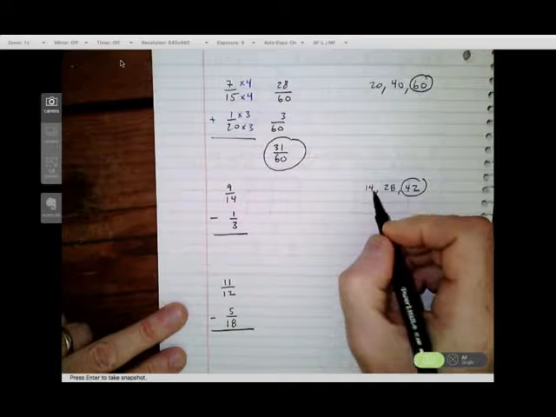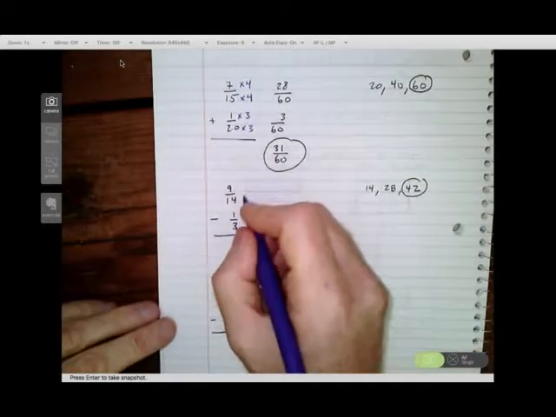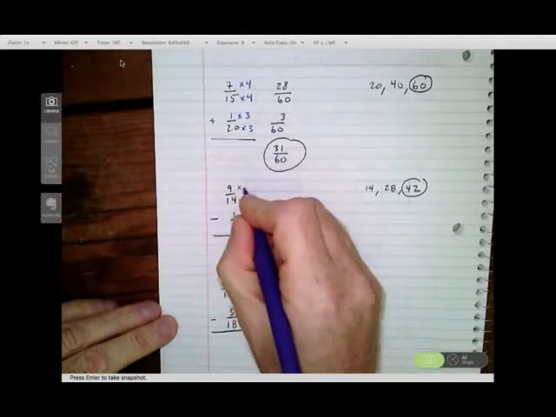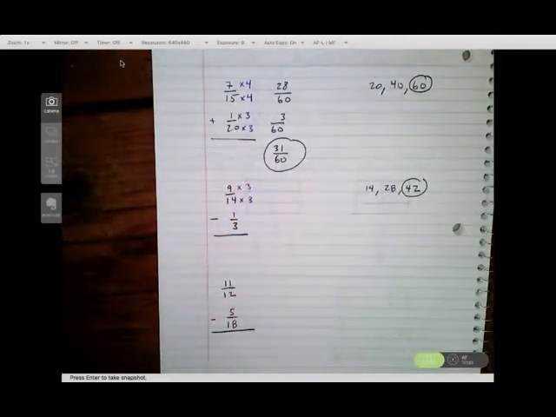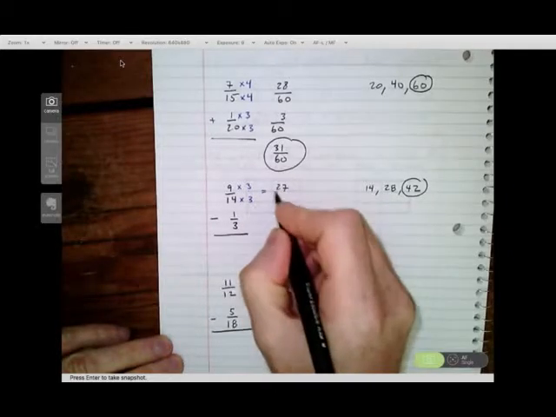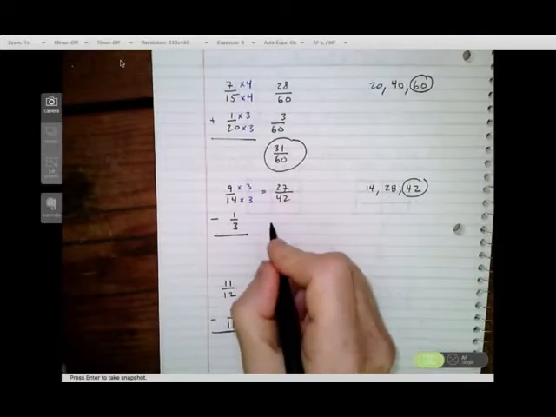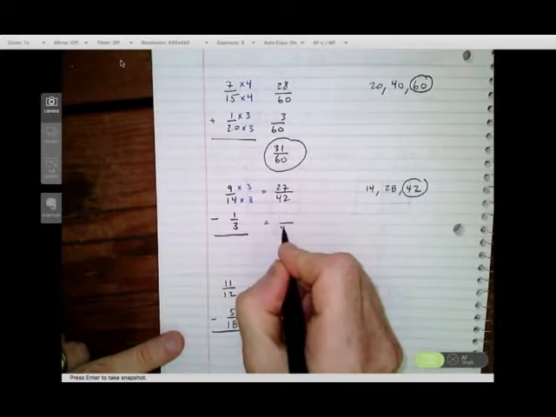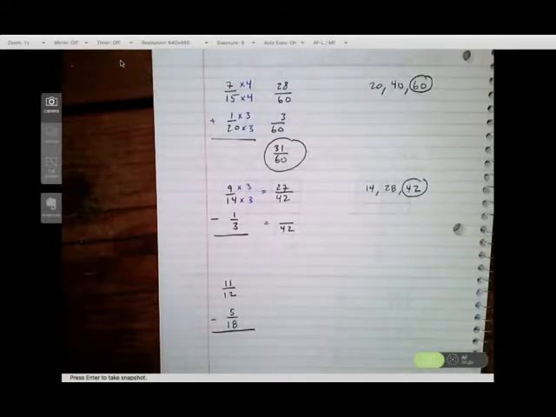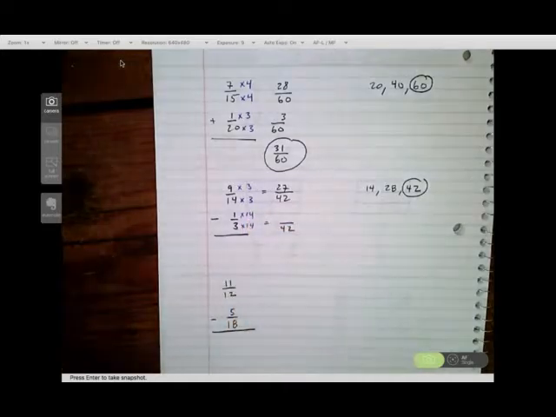Okay, so this is 1, 2, 3, 14. So I need to times 14 by 3. And then I need to do 9 times 3. Okay, 9 times 3 is 27. And 14 times 3 is 42. So there is that equivalent fraction for 9/14. And then I need to do 1/3. So to get 42 down here, I need to times by 14. So I'm going to multiply by 14 and by 14.